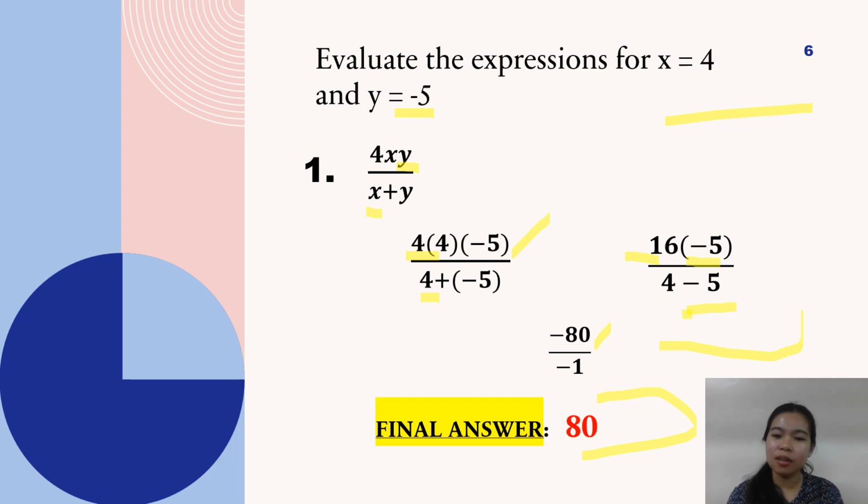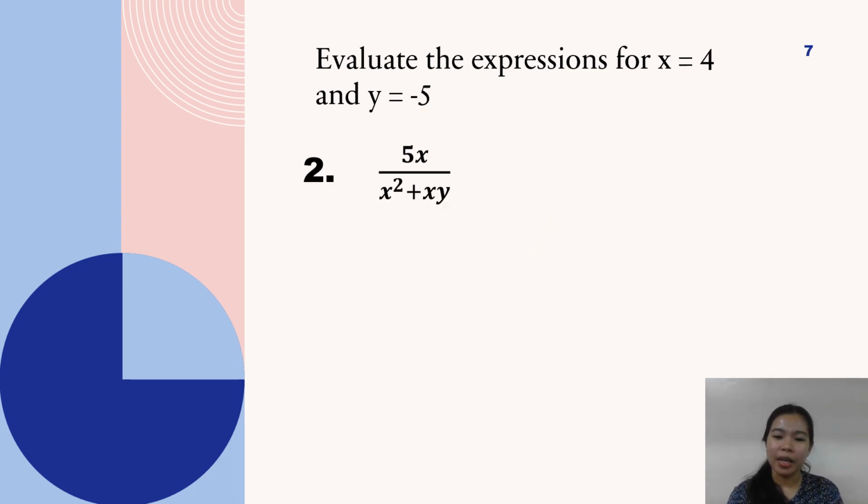Let's try the second number. 5x over x squared plus xy. The same process, you are to substitute. First is to substitute the values of x and y right here. So 5 multiplied by 4, since you have the value of x, which is 4. And 4 squared, the same thing. x is equal to 4, so you replace it with 4. Or you substitute the x in here. 4 squared plus 4 times a negative 5.